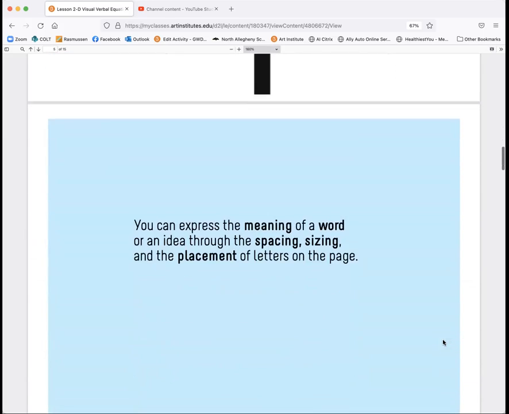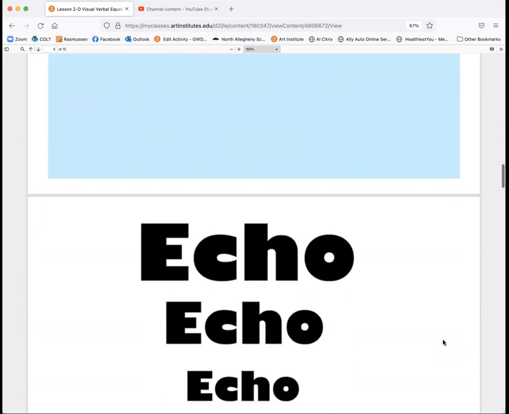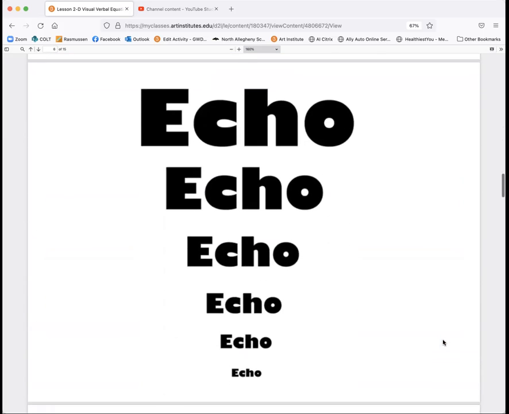Very simple. You can express the meaning of a word or an idea through the spacing, sizing, and the placement of letters on the page. Here's a good example here. The word echo is being started out really, really loud, or, if you start at the very bottom, very, very quiet. But typically an echo is echo, echo, echo, and it gets smaller and smaller. It's repeated and it's going from big to small.